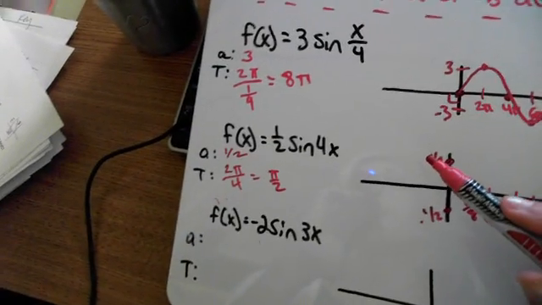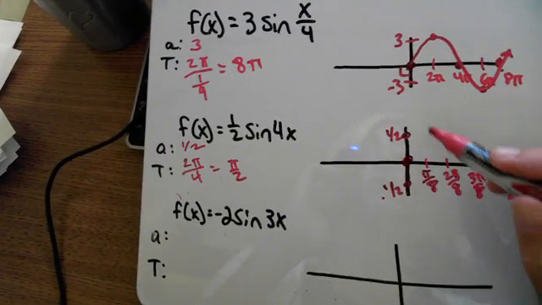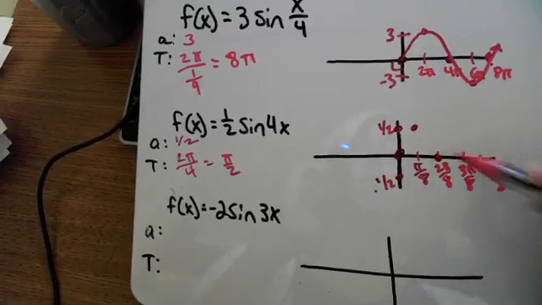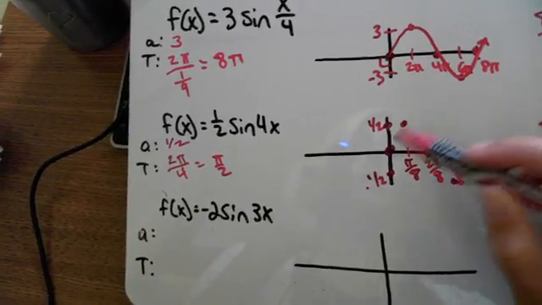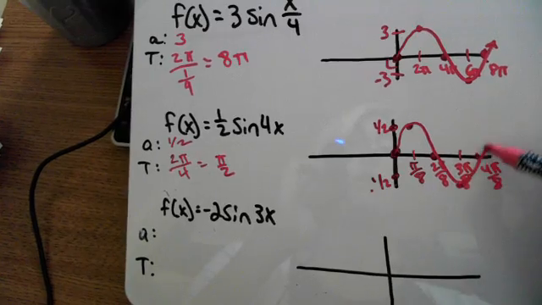We've got a positive A, positive B, so no reflection, so we start at the origin and we go up, then down to our lowest point and back around. Once you have those 4 points, your graph is pretty easy to make.